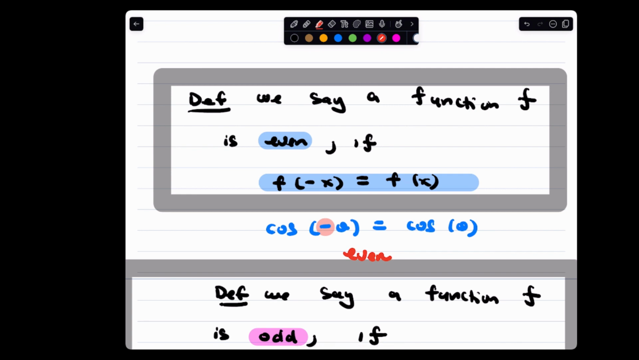Cosine is nice and what? Even. Should we show you another example? Or should we wait till tomorrow? Let's wait till what? Tomorrow.